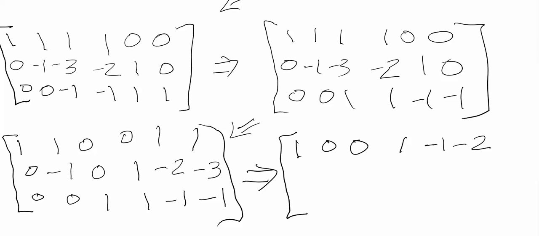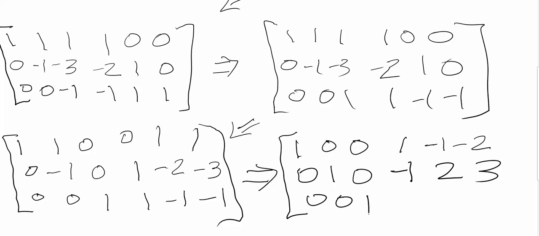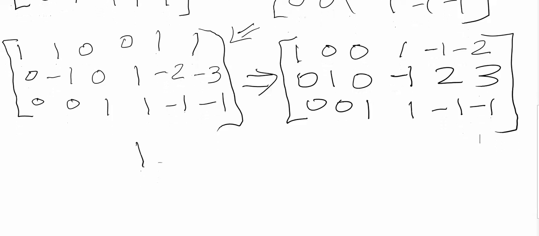0, 1, 0, minus 1, 2, 3, and the old row 3 is the new row 3. And in fact, we are done.